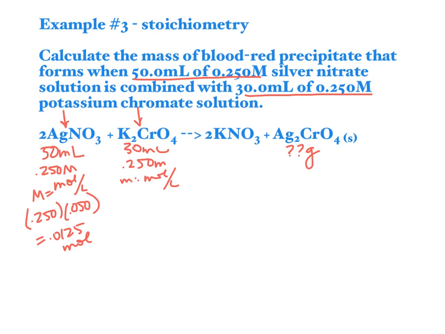For the K2CrO4, I'm going to do the same thing. It's going to be 0.250 because that's the concentration of this one. And now I have 30 mL, 0.030. By the time I math this one out, I get 0.0075 moles of that stuff.